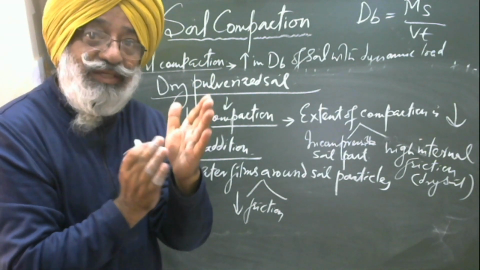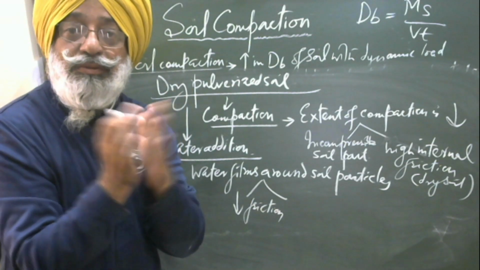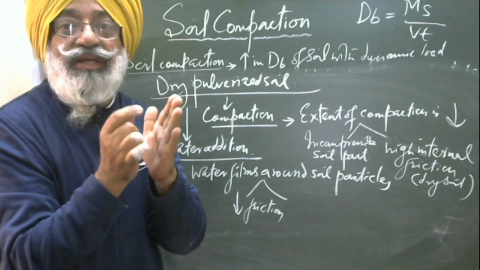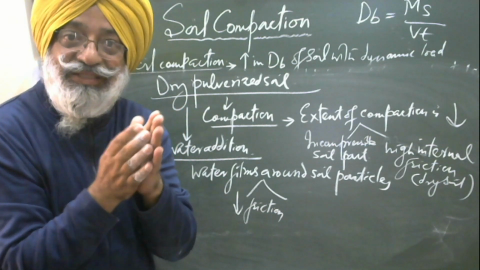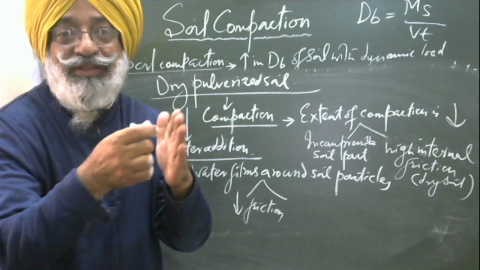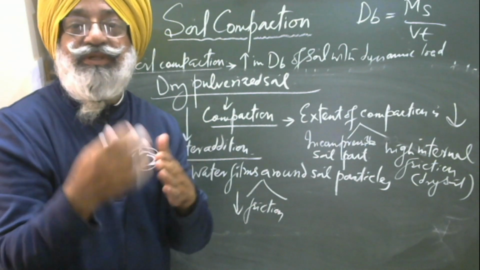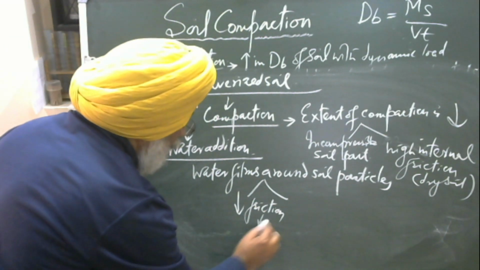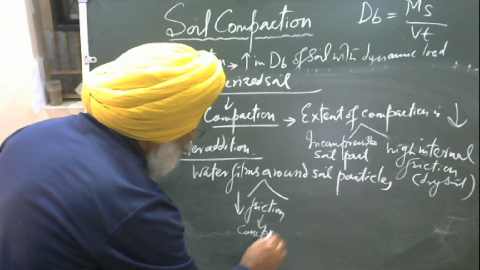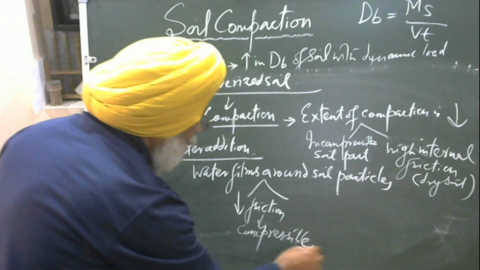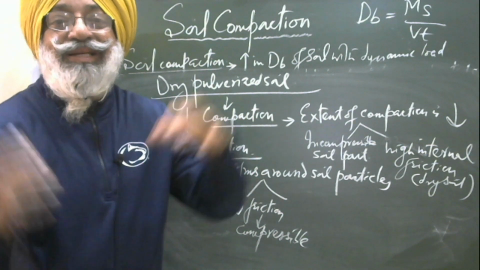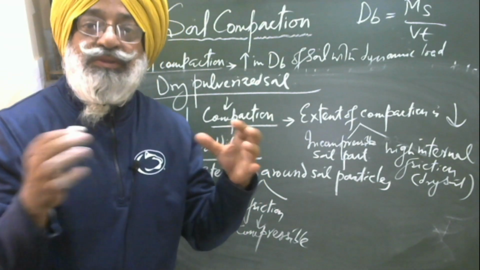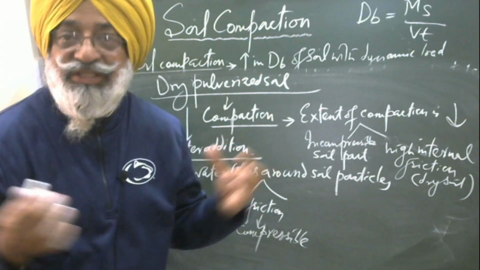But when water enters within the interparticle spaces, this water acts as a lubricant, and the particles get easily reoriented. Because of the rearrangement of these soil particles, they become compressible. In a nutshell, when your soil is dry, the soil particles are incompressible. But when your soil becomes moist or wet, the soil particles become compressible to such an extent.